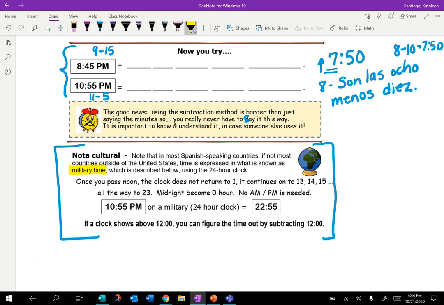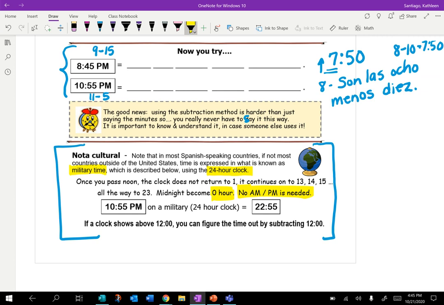In military time or a 24-hour clock, once you pass noon, the clock will not start over or return to 1 o'clock. It continues on to 13 hours, 14 hours, 15 hours, 16 hours, 17 hours, 18 hours, 19 hours, 20 hours, 21 hours, 22 hours, all the way to 23 hours. Now, when you get to 23 hours, there is no 24 hours because midnight would become 0 hour again. There is no AM and PM needed in a 24-hour clock.